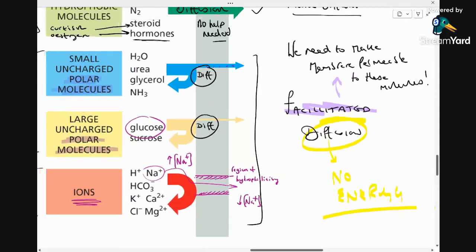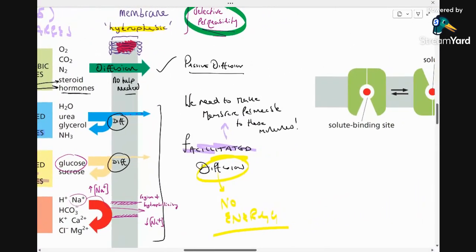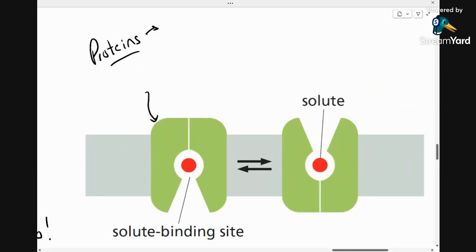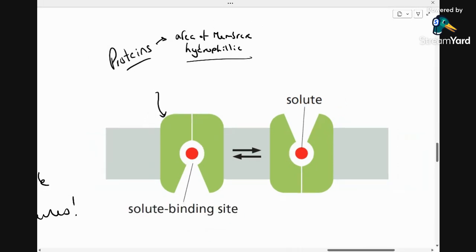So I should have some other images somewhere. Here we go. These are the two ways in which we do it. We use proteins. Okay. So these green things here in our membrane are proteins. And it's the proteins that provide an area of membrane that is hydrophilic to allow hydrophilic things to pass through.